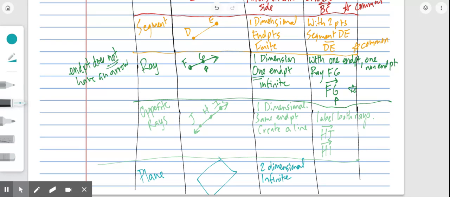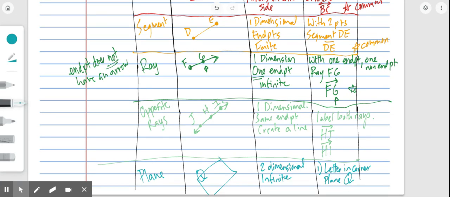So in order to label it, there are two different ways. Way one is there's a letter in the corner of the plane. So if I put a letter in the corner of this plane and I called it plane Q, it would be an italicized Q. So I would write plane Q.